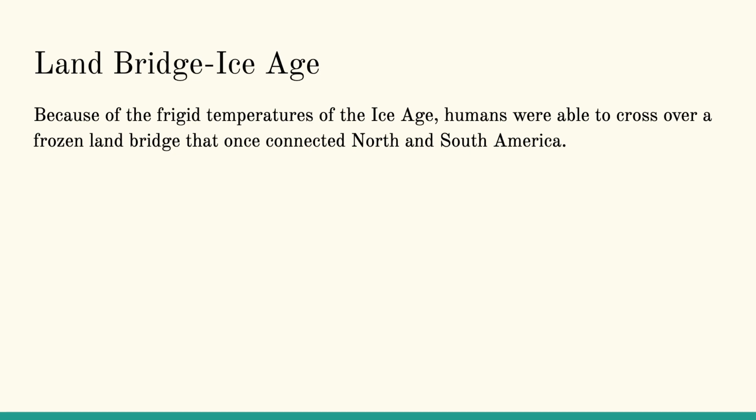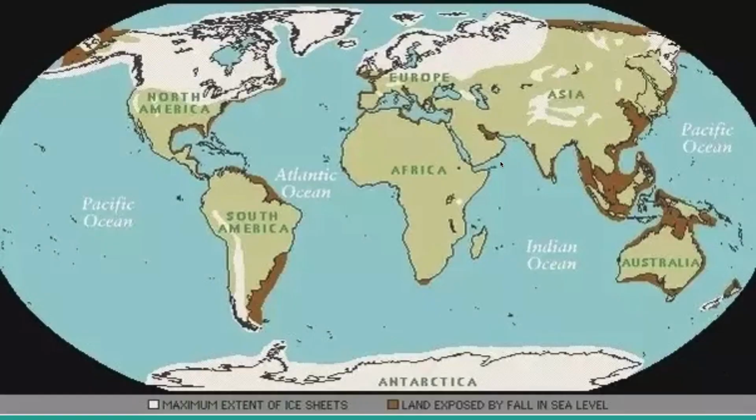Because of the frigid temperatures of the Ice Age, humans were able to cross over a frozen land bridge that connected North and South America. Okay, that's not supposed to say that. It's supposed to be connected Asia and North America. Okay, I need to change that. We've got a picture of that right here.